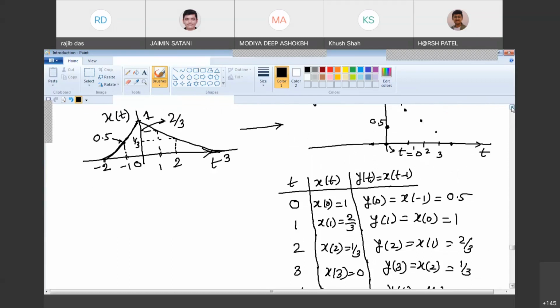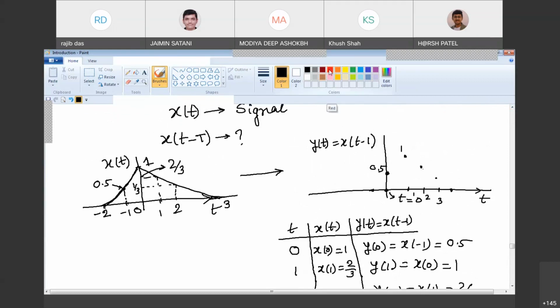Now if you join all the points, I'll join with the red one. Okay. So this is nothing but y of t, which is x of t minus 1. And just see the difference. This signal is just shifted right side. The peak value was at 0 for the original signal x of t, but for y of t, x of t minus 1, its peak value is at t equal to 1. Okay. So the entire signal is shifted to the right side by unit 1. That's how it is shifting.